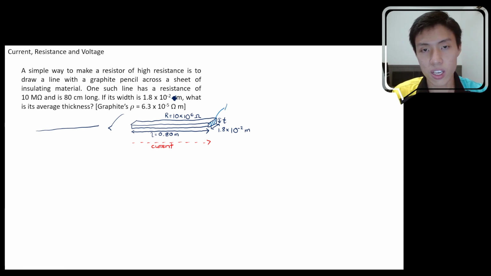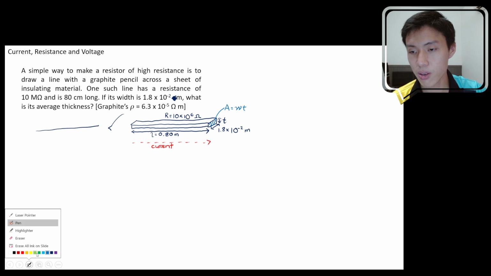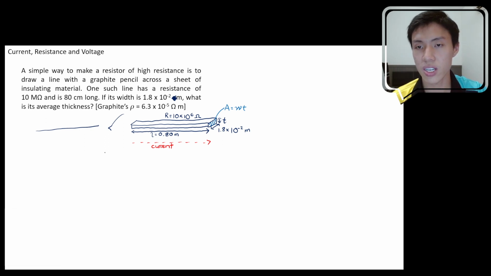Okay, and if you want to keep it more specific, this area here is actually a rectangle, which can be obtained by doing width multiplied by thickness. Then you're able to get the cross-sectional area. Okay, so now if you are clear with how everything relates to each other, I believe you can find average thickness. Again, it's just length, resistance, area and you have your resistivity, well, it's still the same formula.